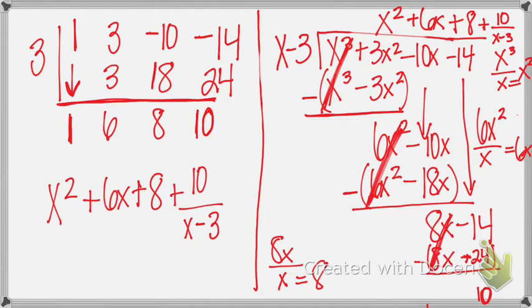Now, it would take two answers. It would either take just 10 or 10 over x minus 3 would also be correct. Okay? Either one. Got it?